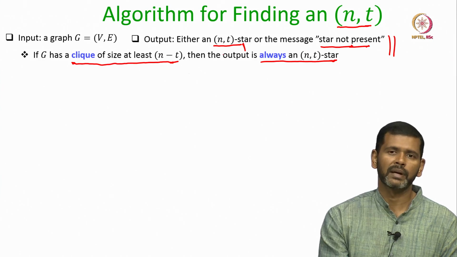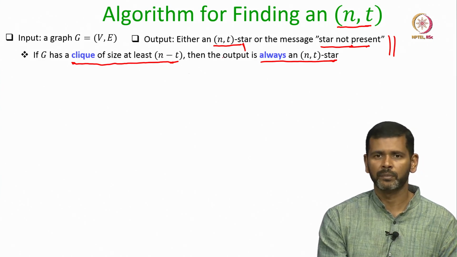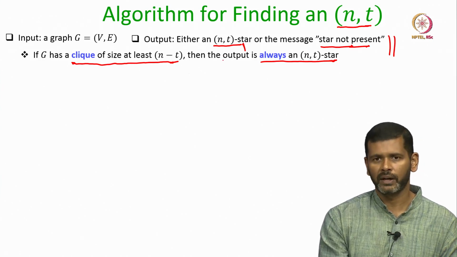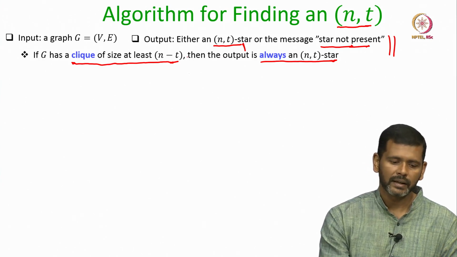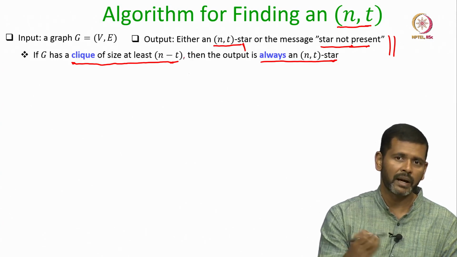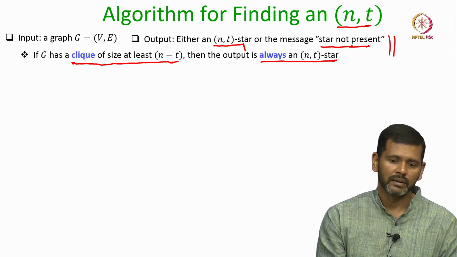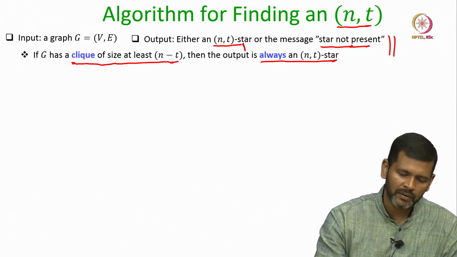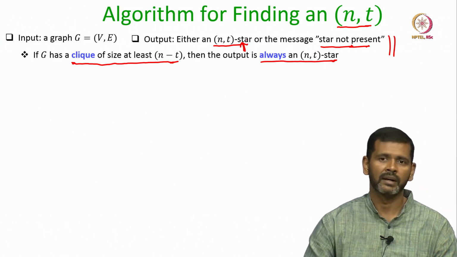Looking ahead, it will be ensured in the domain extension protocol that if the sender is honest in the broadcast protocol, then in the consistency graph a clique of size at least n minus t will be present, and now when the parties run this star finding algorithm, they will always obtain one NT star.